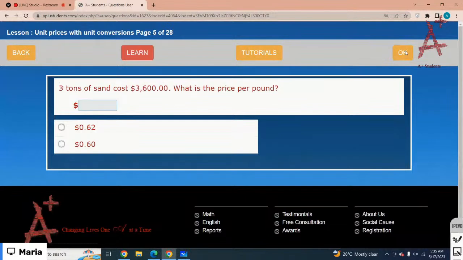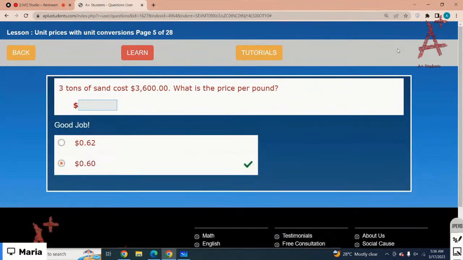Okay, 3 tons of sand is $3600. What is the price per pound? 1 ton equals 2000 pounds. Got it? So 2000 times 3 is 6000. You have to divide 3600 by 6000, so it would be $0.60. Got it?